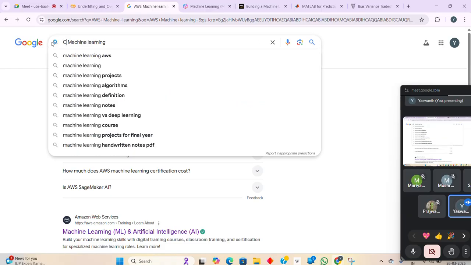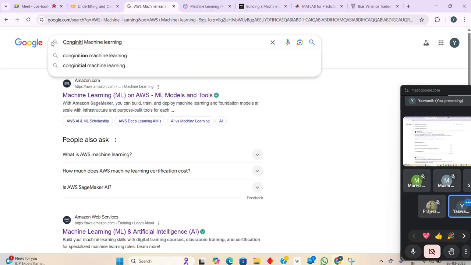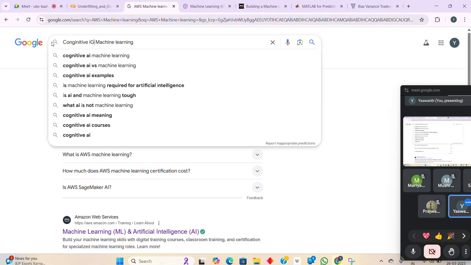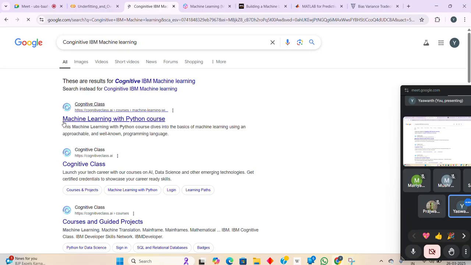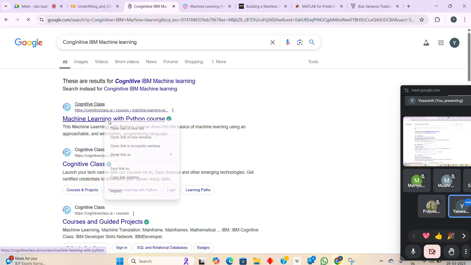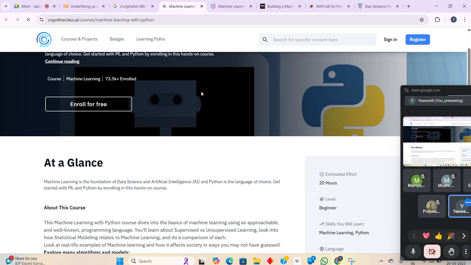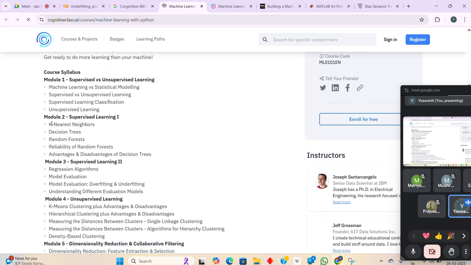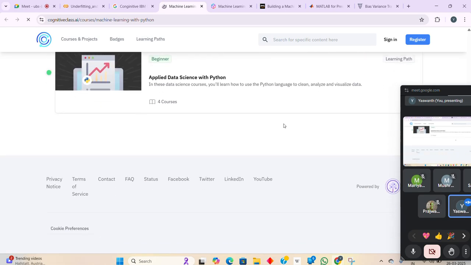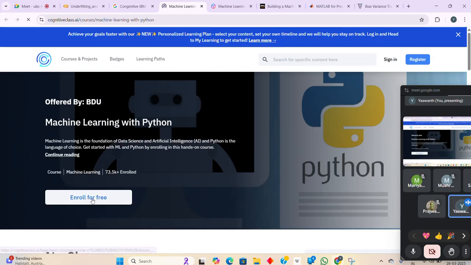Or there is Cognitive Class, IBM's machine learning courses. Machine learning using Python. Yes, this is the one I really recommend to you. This is also good. There you can see K nearest neighbors, decision tree, random forest, advantages and disadvantages, regression, model evaluation, overfitting, underfitting. See, the overfitting, underfitting concept is also there. There also you can go ahead and enroll. Enrolling is free, but only certification is costly here.